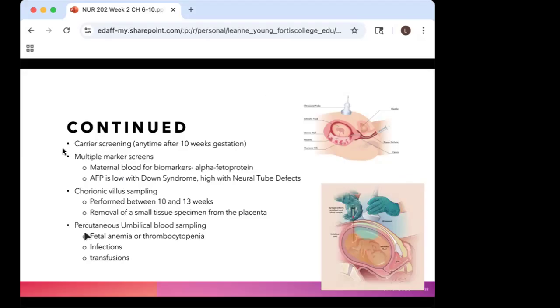And then the other one I wanted to touch on is percutaneous umbilical blood sampling. This gives us an idea about fetal anemia or any type of thrombocytopenia. It also will be able to test the blood for any infections, or any transfusions or anything weird that's happening within placental and maternal-fetal blood flow.